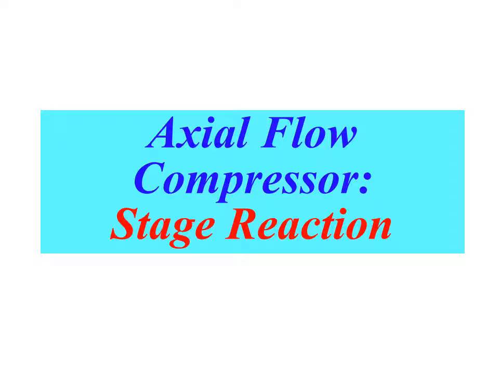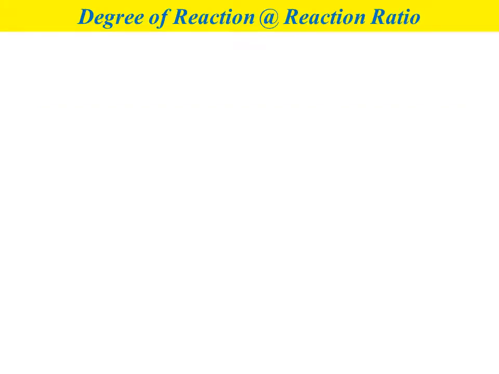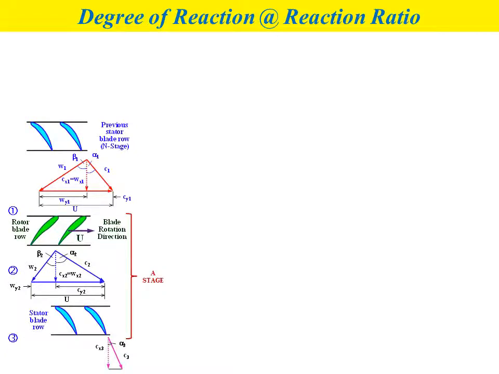So for chapter number 5, part number 3, we will discuss stage reaction for axial flow compressor. Degree of reaction or reaction ratio. The figure shows the arrangement of rotor blade rows and also stator blade rows, including the velocity diagram at the inlet and also at the outlet of the rotor blade rows.